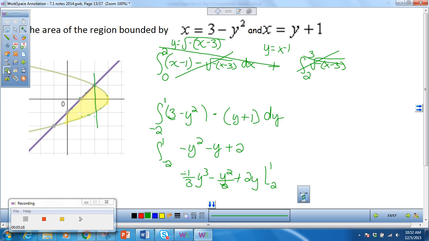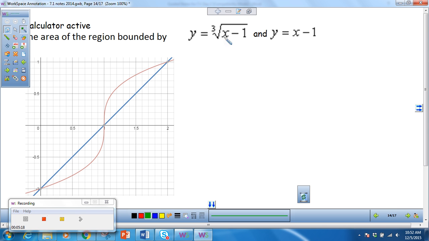Okay, that one took longer than I thought, so maybe we'll only do 2. Okay, this is an interesting one. Again, this may be something that you would have to do. Well, actually it says calculator active, but you could have to do this without a calculator. What I want you to notice is that the red curve is the cubic function, and of course the blue curve is the linear function. Notice there are times when the blue function is on top, and there are times when the red function is on top. So we have to break this up into 2 separate integrals.